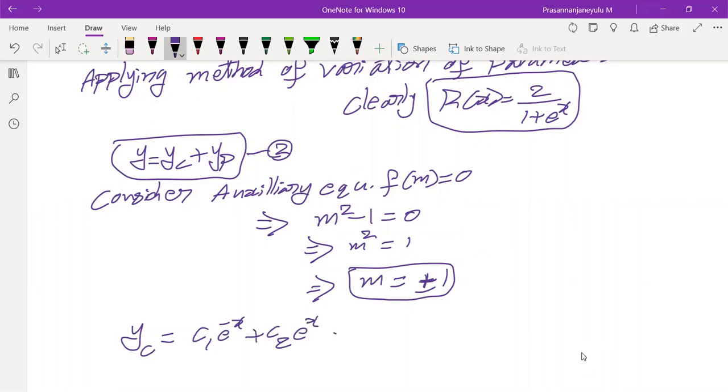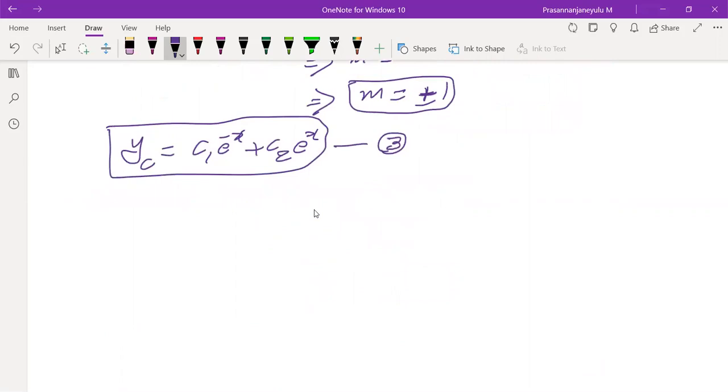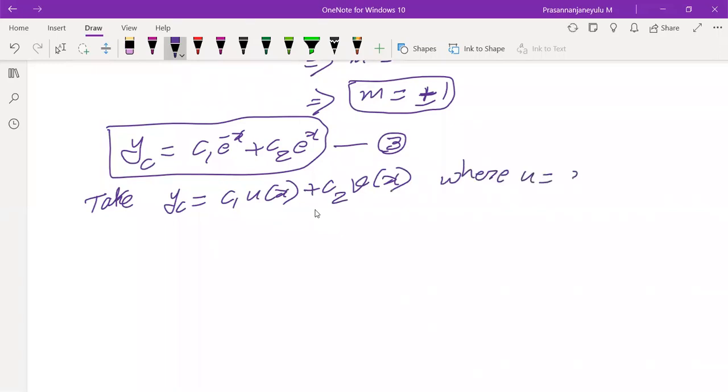Take it as equation number 3, the complementary solution, and we have to take it in the form of yc equals c1 into u of x plus c2 into v of x. But here u of x equals e power minus x and v of x equals e power plus x. These are the u of x and v of x values.